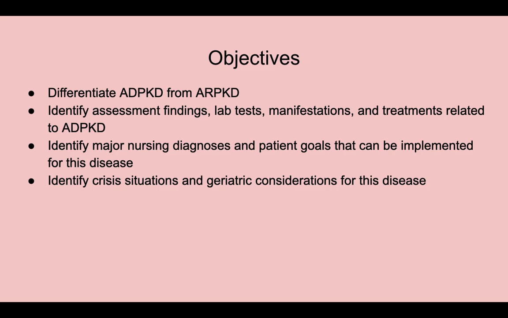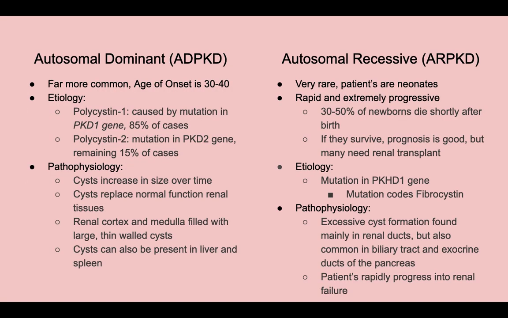We're going to be talking about the nursing diagnoses we'll see and the goals that we should set for our patients. And then we're going to identify crisis situations and geriatric considerations for the disease. So here's an explanation of the two. As Sara said, autosomal dominant is far more common and it's seen in adults. So we're going to mainly talk about that, but we also wanted to point out some things about autosomal recessive as well.